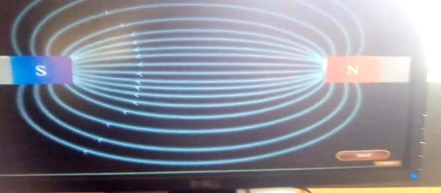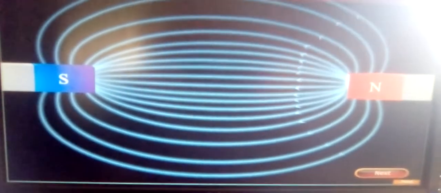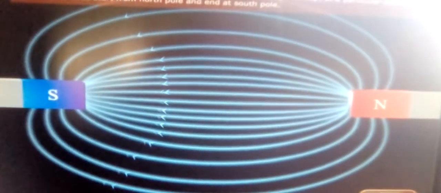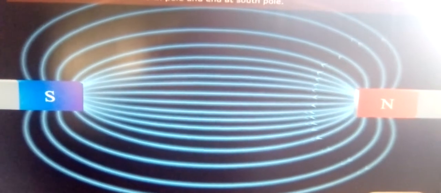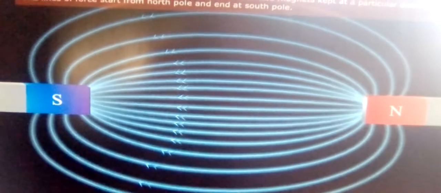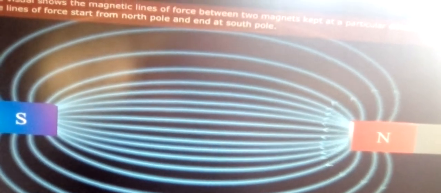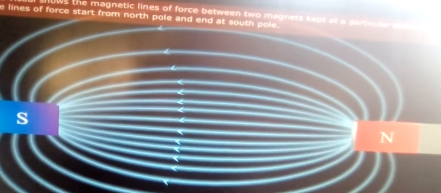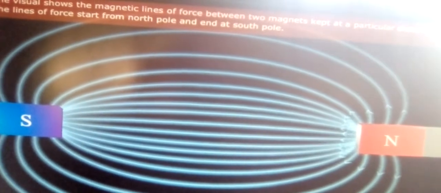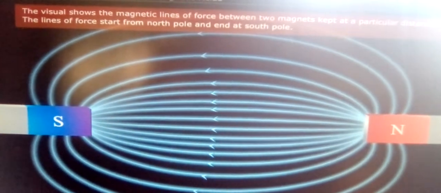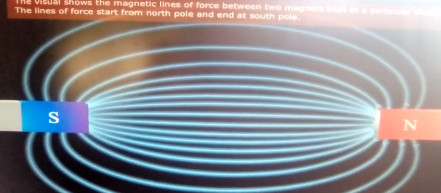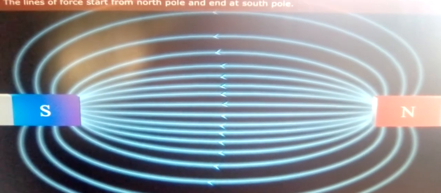So magnetic field lines between opposite poles will look like that. You have the south pole and the north pole. They always run from the north and end at the south. Here we are trying to show you how the fields run from north and end at the south.